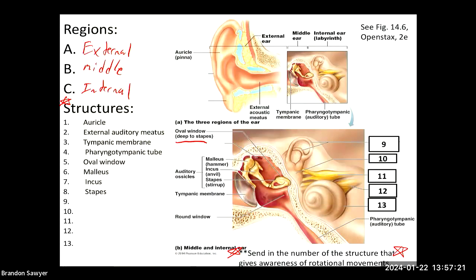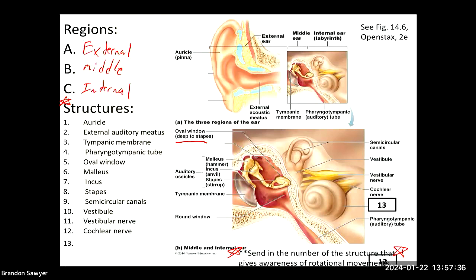Number 9, as you said, was the semicircular canals. Number 10 is the vestibule. It doesn't look like much, just a little bump right there. 11 and 12 are the 2 branches of the nerve that we talked about: the vestibular portion of the vestibulocochlear nerve, and the cochlear portion of that. And then 13 is the cochlea. Questions on any of those?